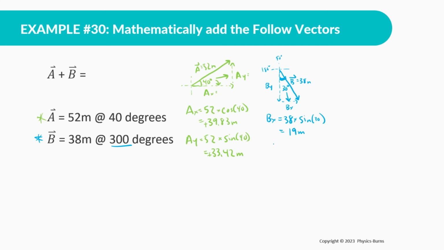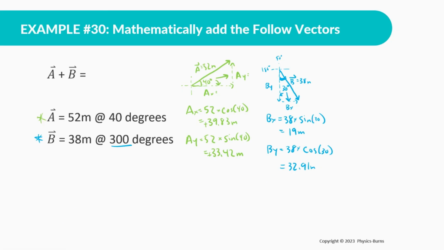19 meters, and then b sub y is equal to 38, and this is on the adjacent side, so I'm going to use cosine. 38 times cosine of 30, which is 32.91 meters.